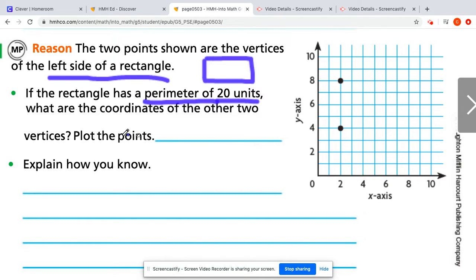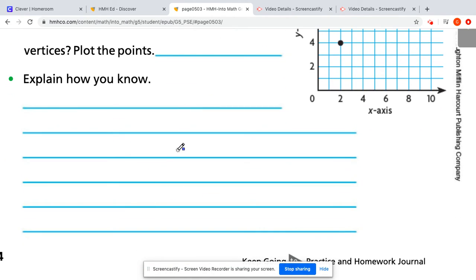What are the coordinates of the other 2 vertices, of the other 2 points? Okay, remember vertices is where 2 lines meet. So this is a vertice, that's a vertice, vertice, vertice. Remember, a rectangle has 2 equal sides opposite of one another. So if over here I have a perimeter of 1, 2, 3, 4, here I have a 4 as part of my perimeter, I know that my other side also has to be 4. Okay, so if these 2 sides together make 8 and the total thing makes 20, what do you think each of these sides is equal to? And then once you figure that out, you can count that many spaces and plot your points. Okay, and then give your 2 points here and explain how you figured that out.